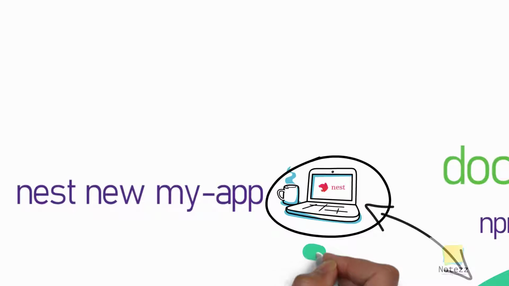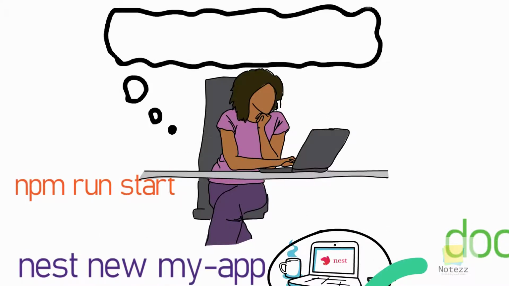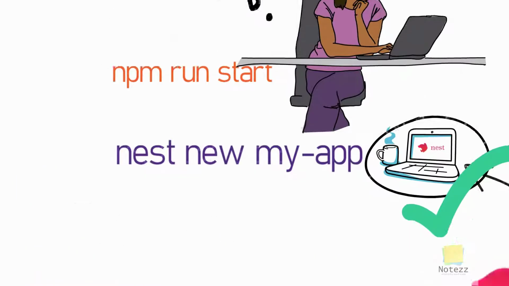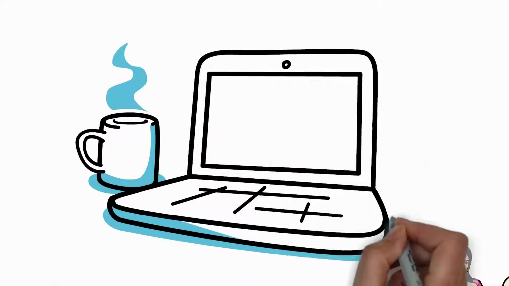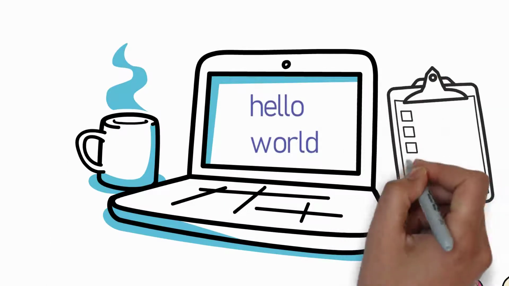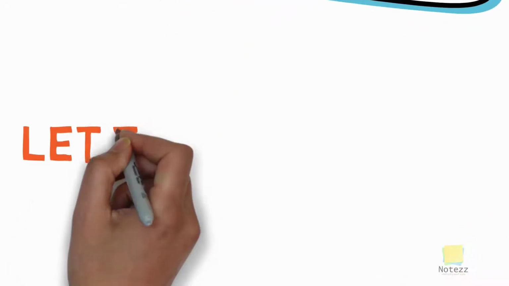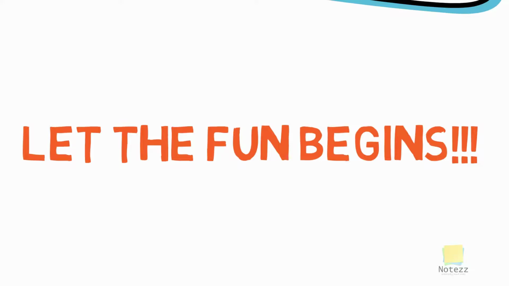So after creating your very first project, you just run this command to run your project and then go to your browser and type http localhost 3000, and when you hit the URL you will get hello world from Nestjs application. So these are the steps to create your very first project in Nestjs. So what are you waiting for? Let the fun begin.